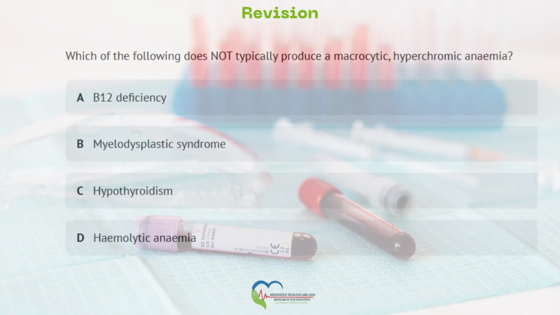And then, which of the following does not typically produce a macrocytic hyperchromic anemia? Macrocytic, that means big cells. Which one does not produce? Answer me this in the comment section. But of course, A, produces. We talked about that. Just answer me this in the comment section.